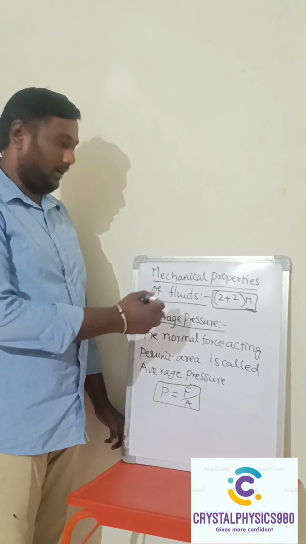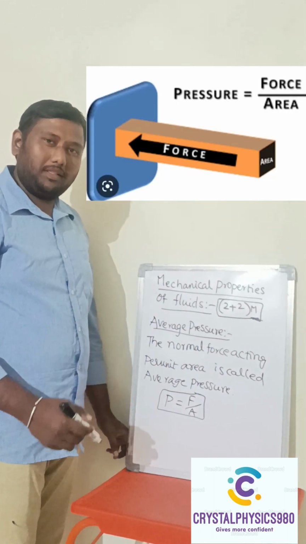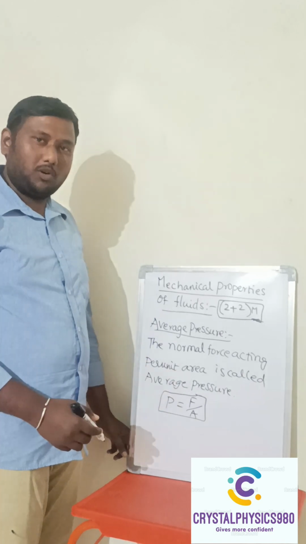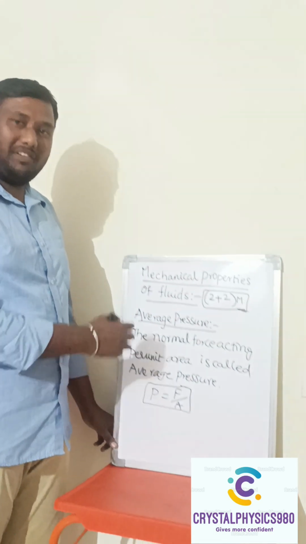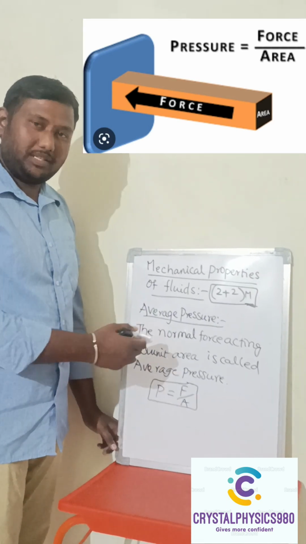Today we are going to see the mechanical properties of fluids. This is important in the Intermediate board exam, for 2 plus 2 marks. We are discussing only the very short answers. First of all, today we are going to see average pressure.